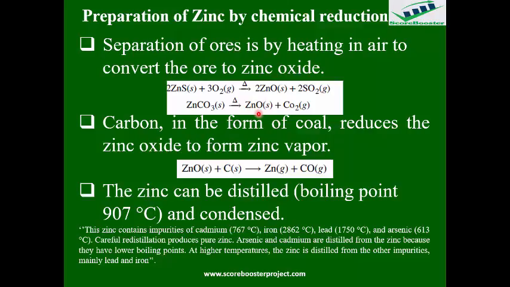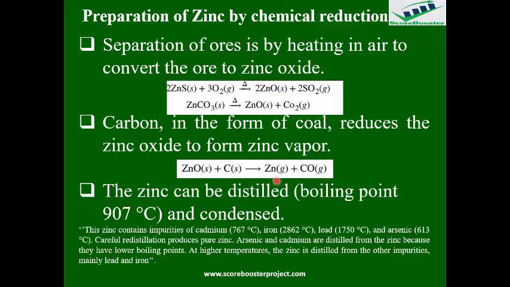So if you have your zinc oxide, then you have your carbon. Don't forget carbon can reduce oxide of any metal. So carbon reduces the oxide and then it forms zinc vapor. The same thing will happen. The equilibrium will shift to the front, like we explained before. You have some element of CO. So the zinc can be distilled now.